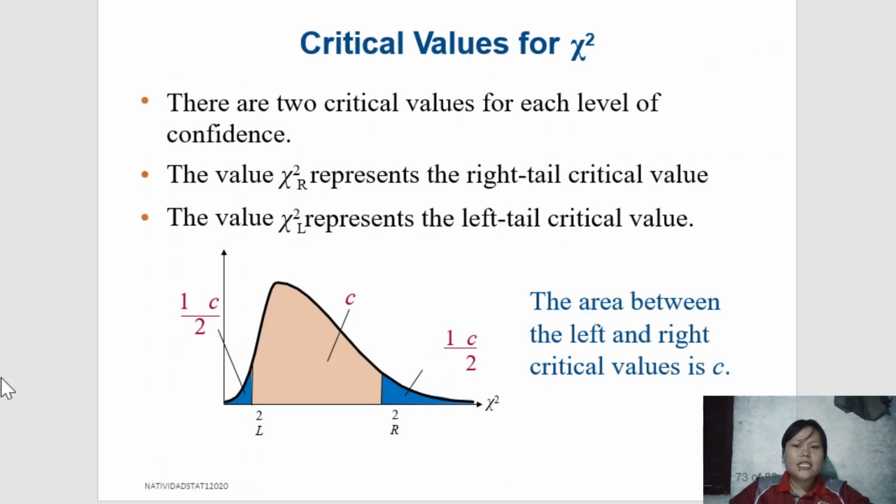Okay. So critical values for chi-squared. There are two critical values for each level of confidence. We have chi-squared right and chi-squared left. So you would be getting them. Okay. Yung chi-squared right ay 1 minus c over 2 at saka chi-squared left 1 plus c over 2. Okay? So, magpa-practice naman natin siya using the example.